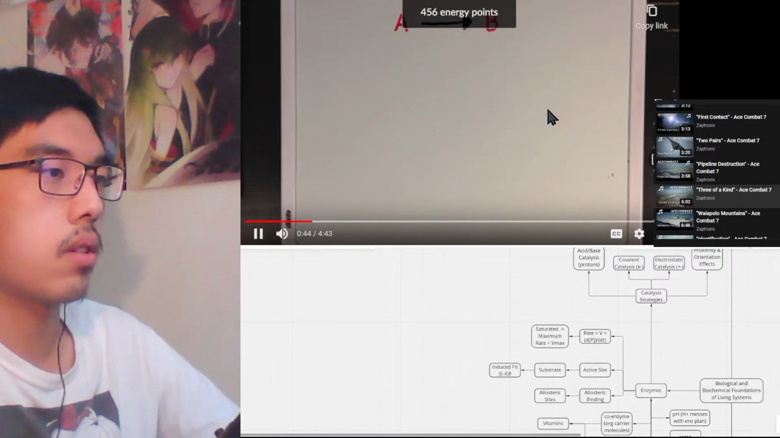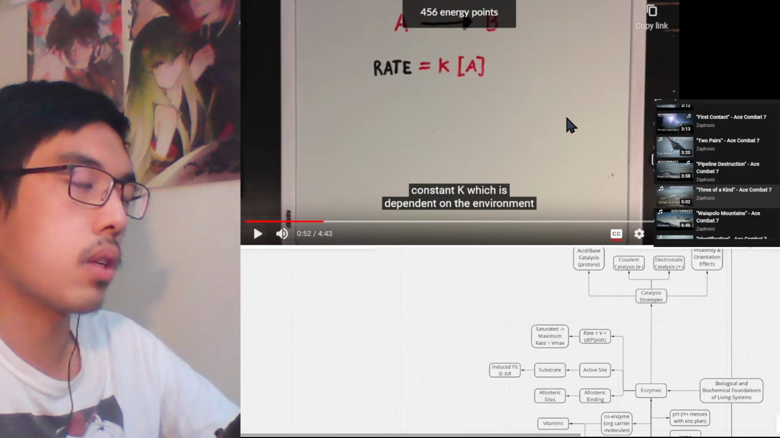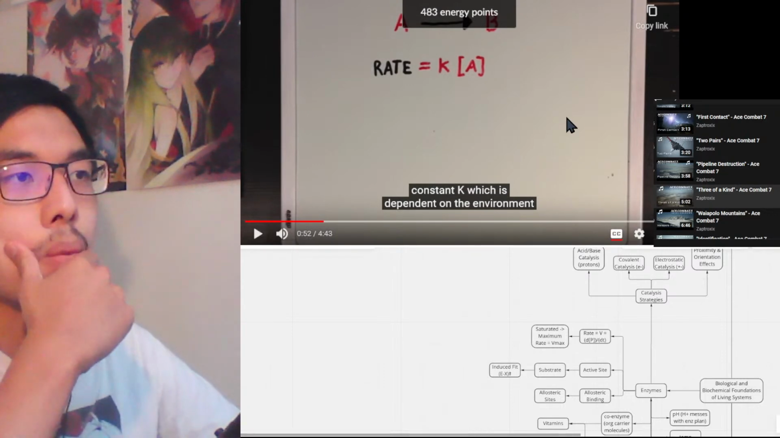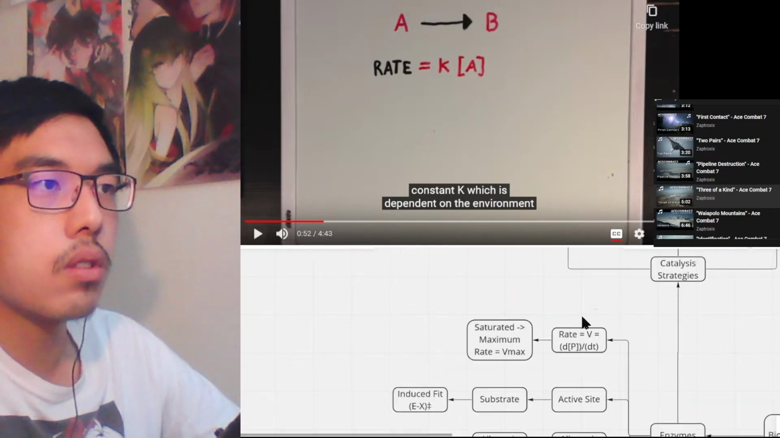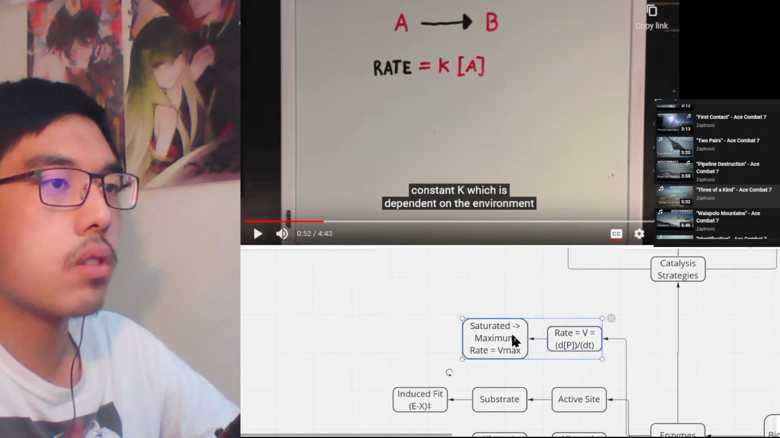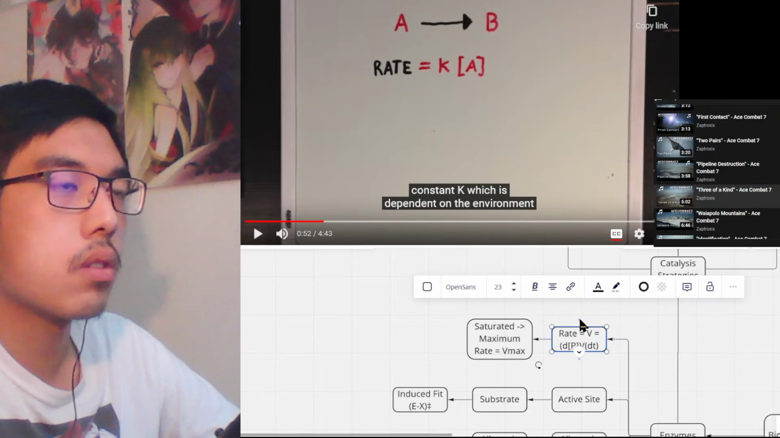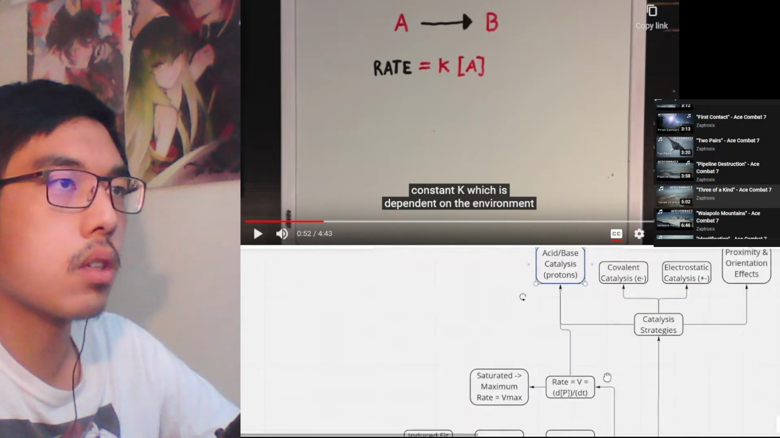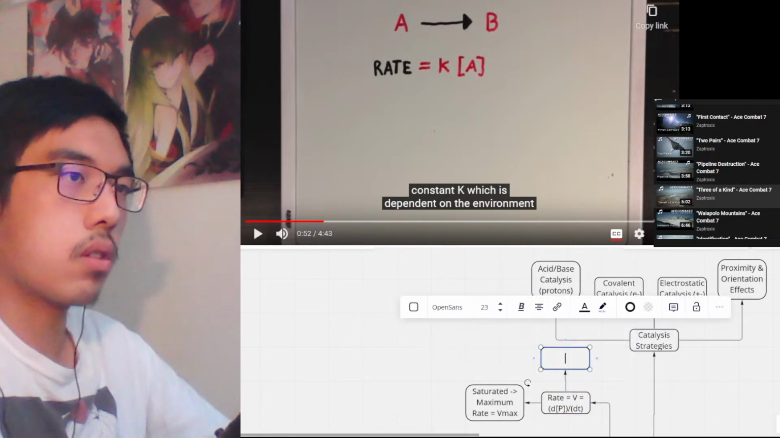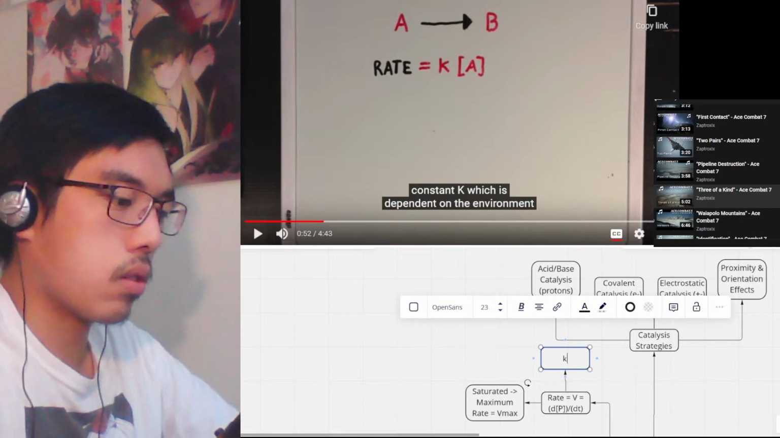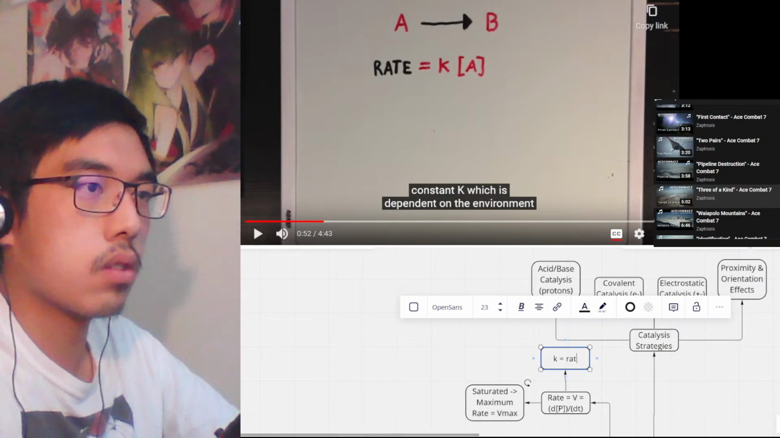Reaction as a change from A to B. And you may remember that the rate of this change from A to B would be equal to some rate constant K, which is dependent on the environment. Rate constant. It is dependent on the environment. Okay. In that case, rate constant. Let's see. I can maybe do this then. Nope, not that. Great.